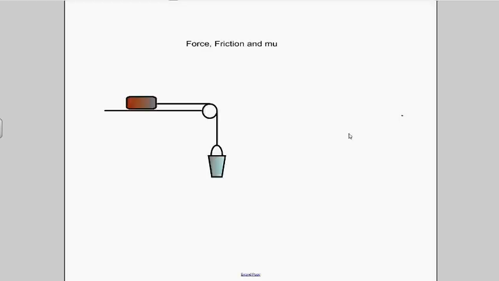Okay, so what you see in this picture is exactly the model of what we have in class. We have here a block of wood, and I'm just going to call this block, and it has a certain weight to it. And we also have a cup over here in which we're going to place washers. This is a pulley, and it is a frictionless pulley.